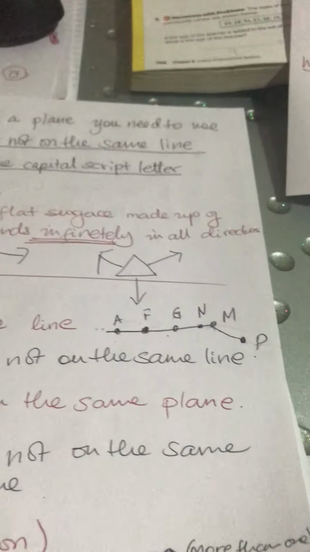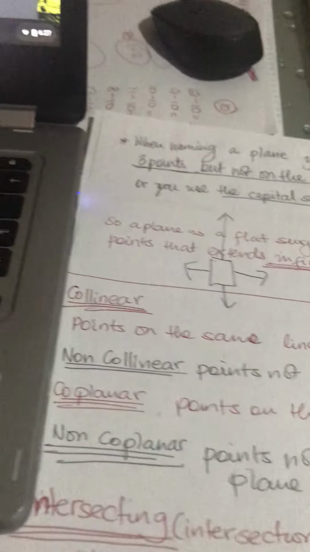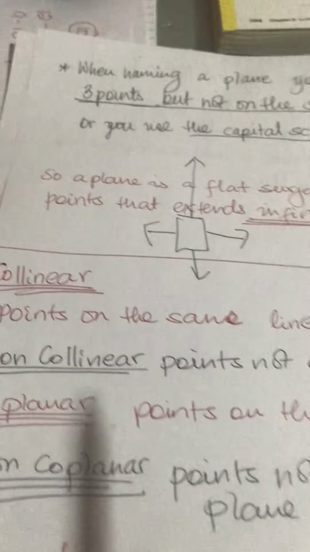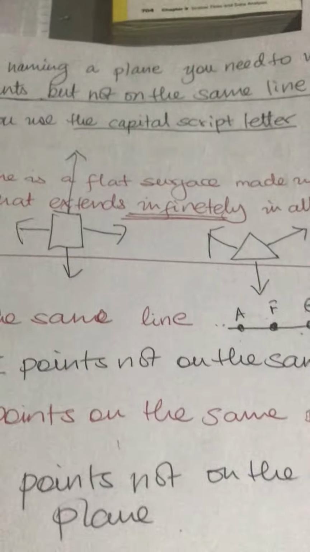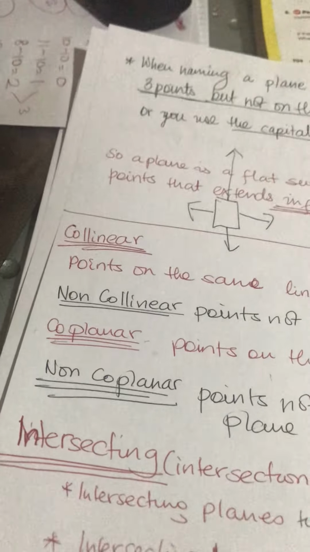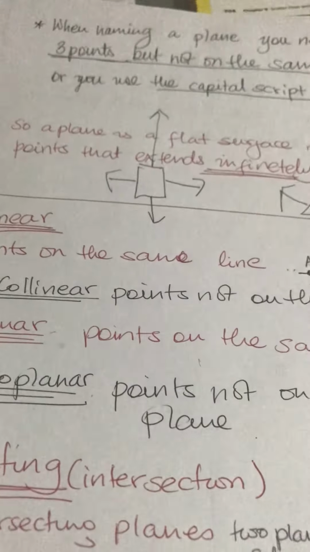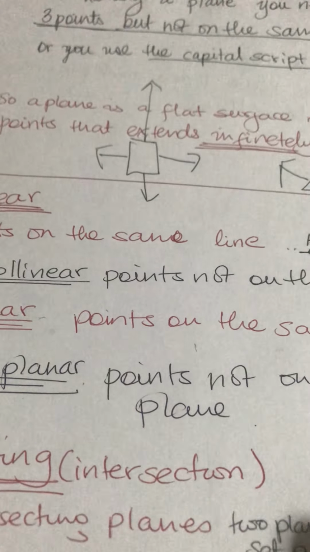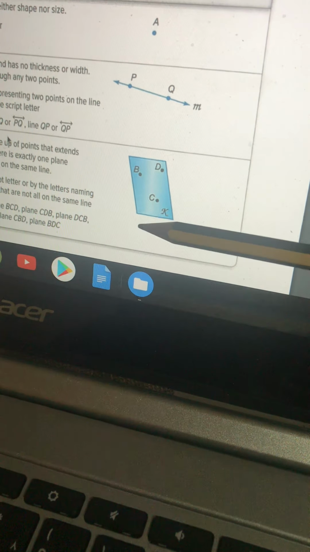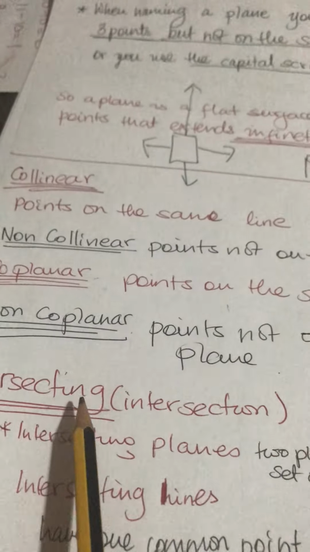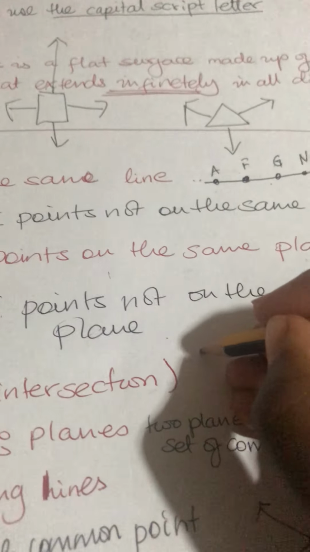Non-collinear means you're not on the same line. Coplanar means you're on the same plane. Say coplanar. Coplanar means points or lines on the same plane. Okay? Non-coplanar means you are not on the same plane. That is what it means. Now, here, B, C, D are on the same plane because they are on this rectangle. Okay? Intersection or intersecting. Intersecting means to cross each other.